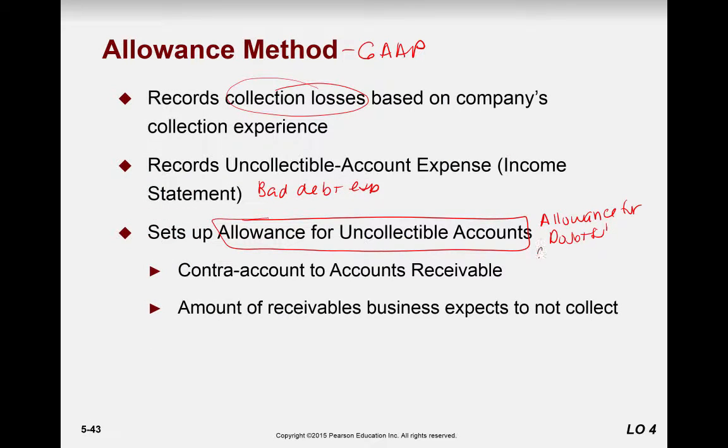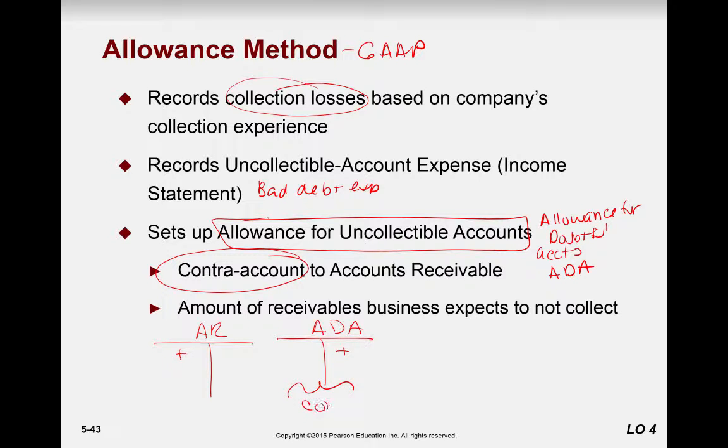Allowance for doubtful accounts. We know that this is a contra to accounts receivable. Our accounts receivable has a debit balance, and our allowance for doubtful accounts has a credit balance because this is a contra AR account. And recall from the previous lecture, sales discounts and sales returns and allowances were contra revenue accounts. We're also going to talk about depreciation, which is a contra asset account. So keep that in mind.